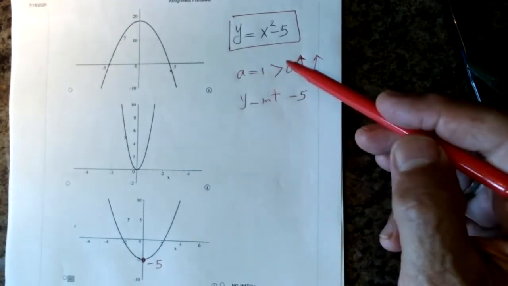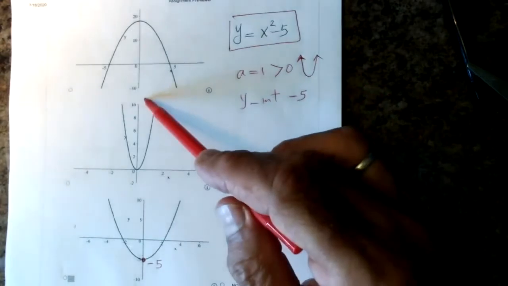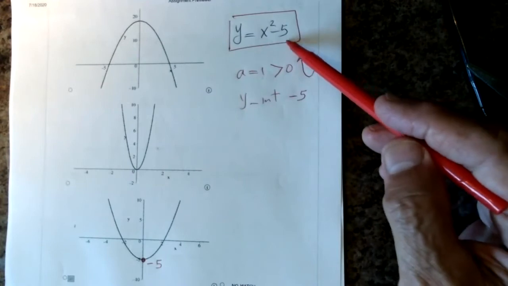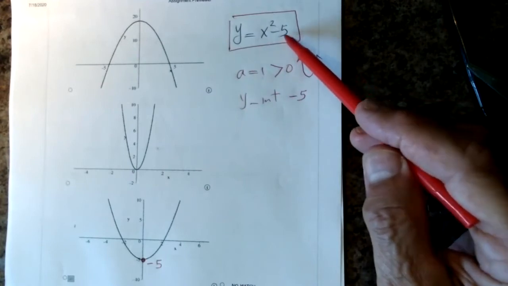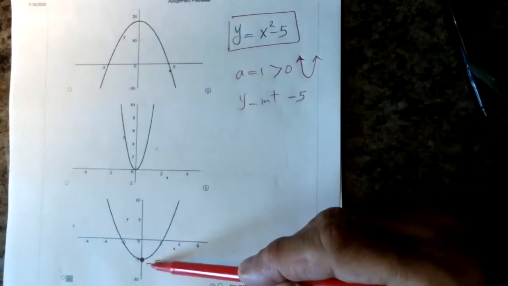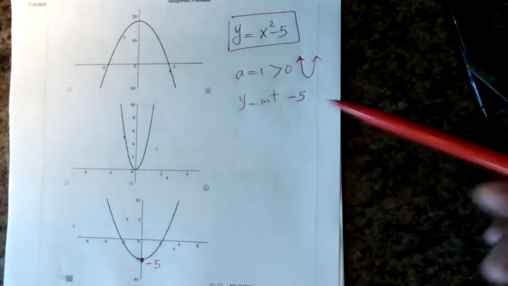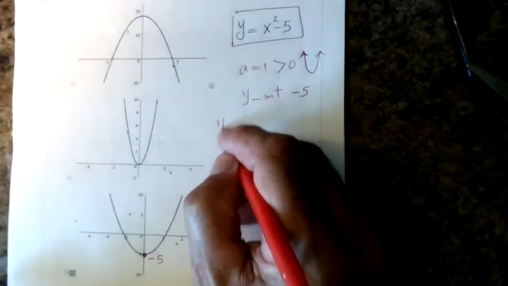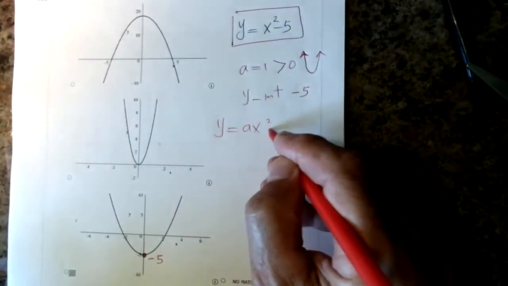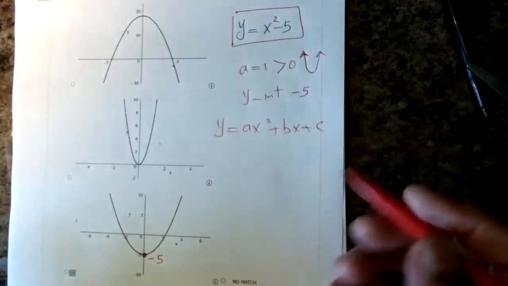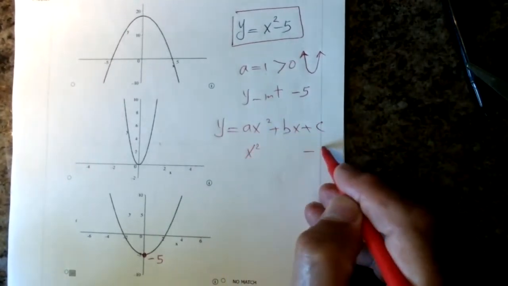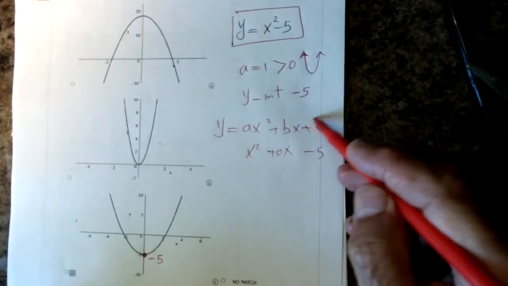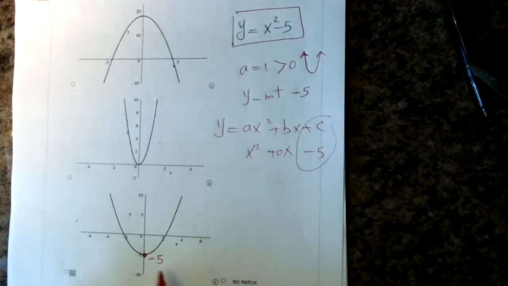A is 1, greater than 0, so it is going up. So it's one of these two. But the intercept is negative 5. This is a C. C is negative 5. Y-intercept is negative 5. So it's this one. Right? So look, if I write it as ax² plus bx plus c, and I write that one as x² minus 5, see? And there is no b. Y-intercept or c is negative 5.